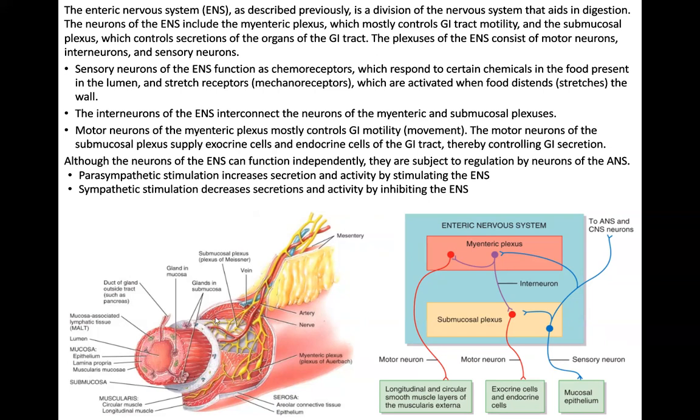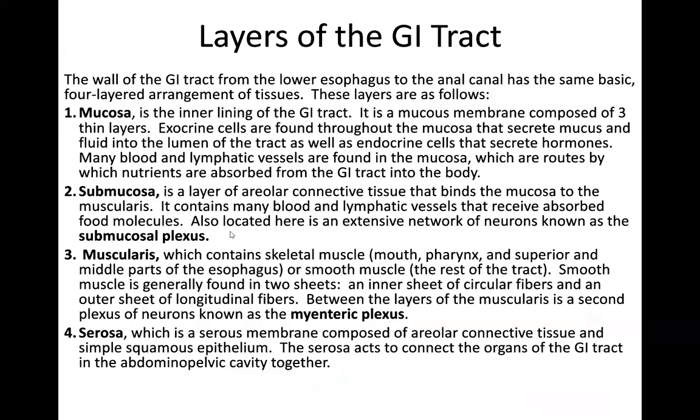These glands are regulated by what we call the submucosal plexus, which is a network of neurons associated with the submucosa. Not to be confused with the submucosal plexus is the myenteric plexus. And the myenteric plexus is associated with the muscularis.